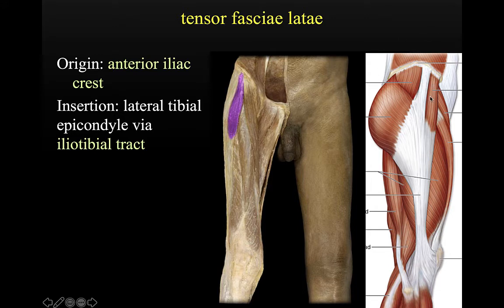This muscle comes down, blends into this IT band or iliotibial tract, which is a portion of the fascia lata which remains on this dissected individual and is relatively thick.